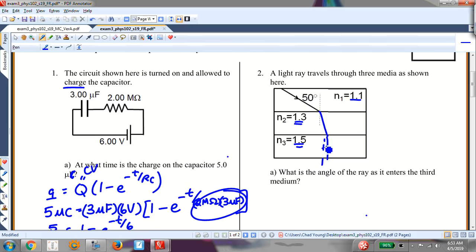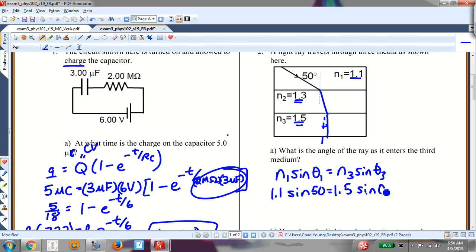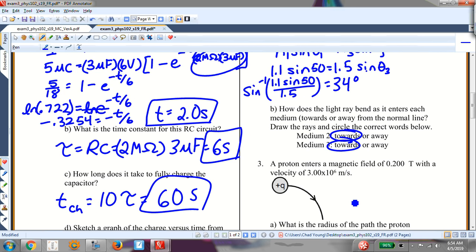What is that angle? I already know that it should be less than 50 degrees, so let's see what we find it to be. To do that, I say N1 sine theta 1 equals N3 sine theta 3. So that is 1.1 sine of 50 equals 1.5 sine of theta 3. 1.1 sine 50 over 1.5, and then to find theta 3, I take the inverse sine of that quantity, and that's equal to 34 degrees. And then I circle the words there, towards.